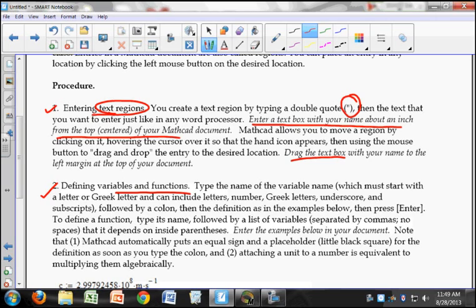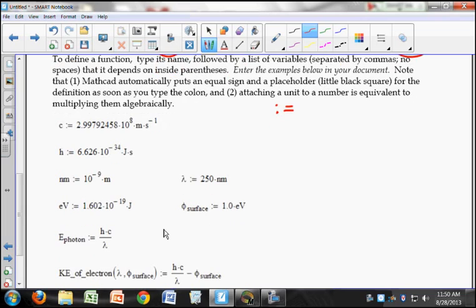Okay, so the thing to do is to first type the name of the variable, and it must start with a letter or a Greek letter, and it can include letters, numbers, Greek letters, underscore, and subscript. Then you follow that with a colon, and when you enter colon, Mathcad responds with a colon and an equal sign. So you don't type the equal sign. Mathcad automatically puts the equal sign once you type colon. Then you type the expression that you want to assign to that variable, and then you press enter. Alright, so let's look at the examples below. Let's define these expressions right here.